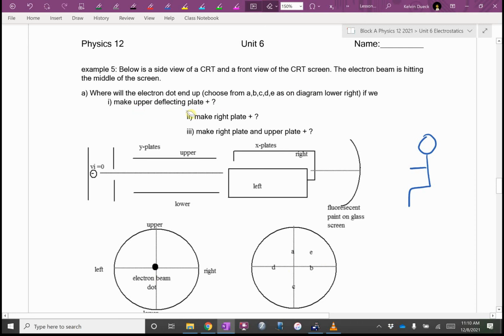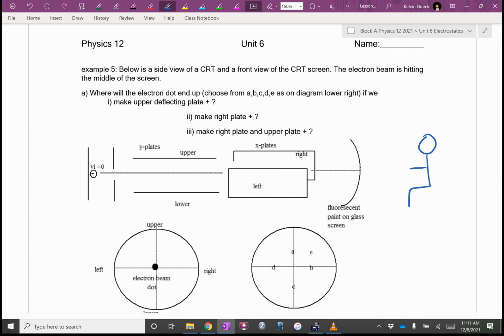If we make the deflecting upper plate, this one, positive. So before we turn it on, have any of you seen an old TV? This is why when you first turned them on, there was a big white dot in the middle of the screen. It took a while for everything to warm up. So we're going to start out like that. If we charge this one here positive, where will the electron beam end up? A, B, C, D, or E?